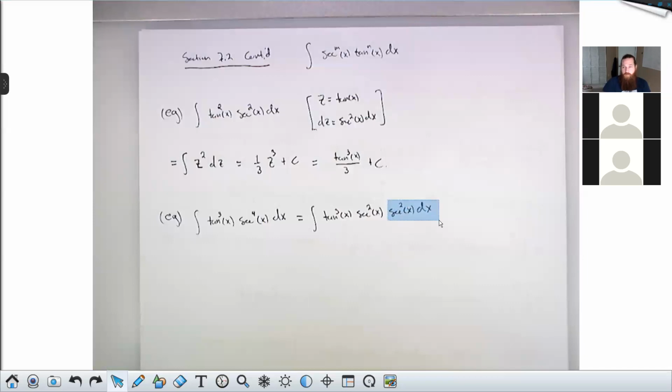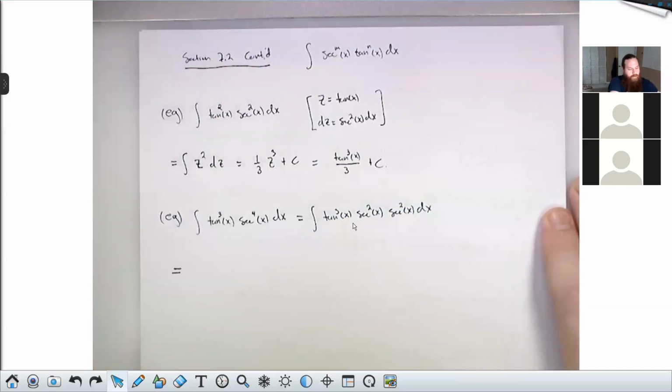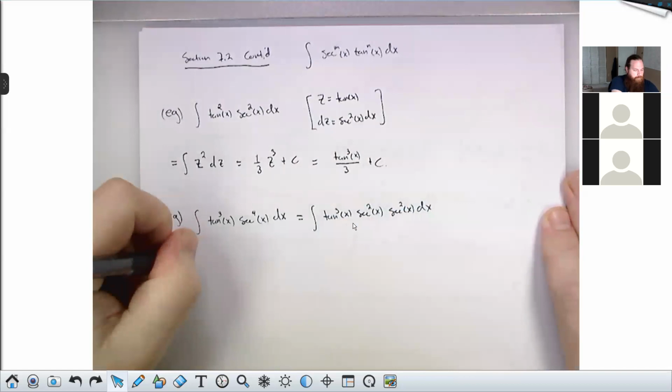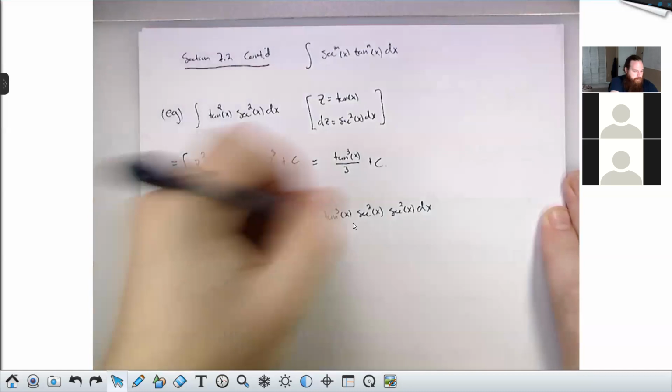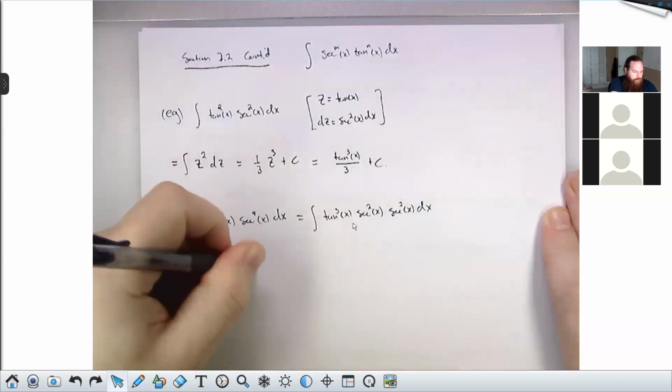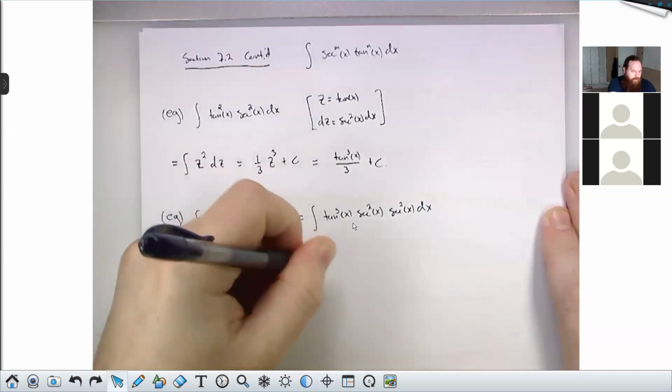So if the power of secant is even, one attack is to take two of the secants and set them with the differential. And that means we're thinking about substituting for tangent. So everything else has to be rewritten as tangents. That first piece is okay, but this piece needs a little bit of love. So here I would use my identity, tan squared plus 1 equals secant squared. So I'll have my tan cubed x here. Secant squared I rewrite as tan squared x plus 1. And then the last secant squared is still chilling.